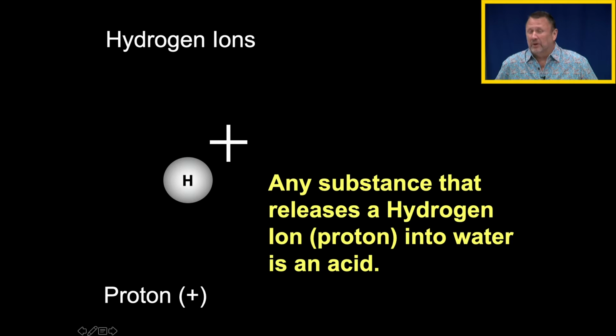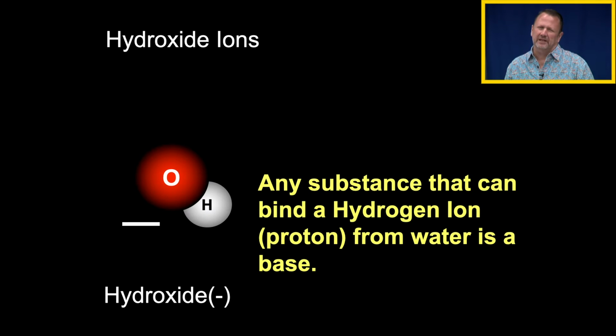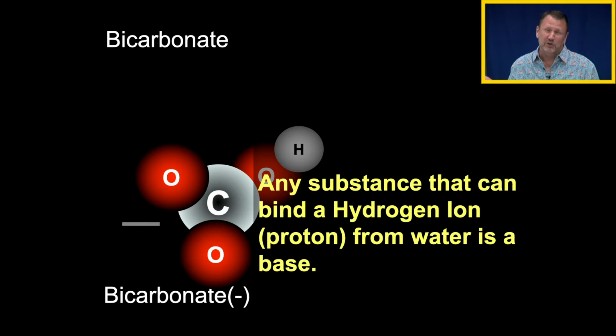Again, any substance that can release a hydrogen ion, a proton, into the water is an acid. Any substance that can bind a hydrogen ion from the water is a base. And so again, this is the game of acids and bases. By sending a proton one direction, we conceptually are moving electrons the other direction. All right, well, hydroxide ions are fun in chemistry class. In humans, our base, our buffering system, is bicarbonate.